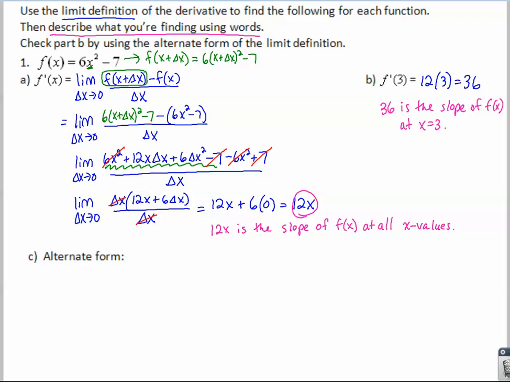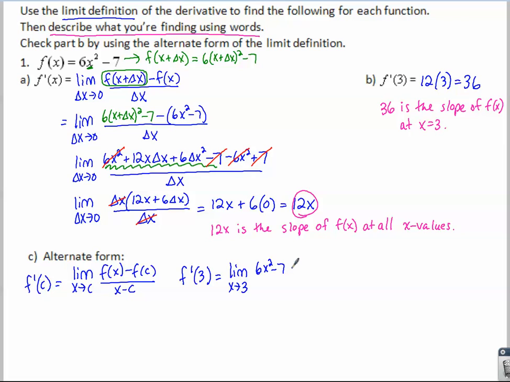Alternately, let's check using the alternate form, which is the limit as x approaches c of f of x minus f of c over x minus c. This is at a specific point. Remember the derivative at c. So ours is the derivative at 3. Remember up here, we're checking using the alternate form. So the derivative at 3 is the limit as x approaches 3. F of x is 6x squared minus 7. F of c is 6 times 3 squared minus 7 all over x minus 3.